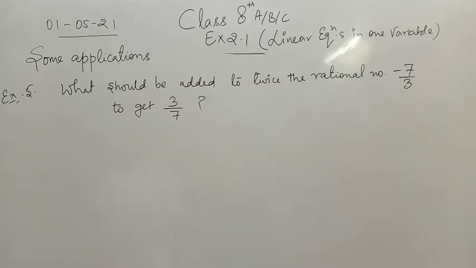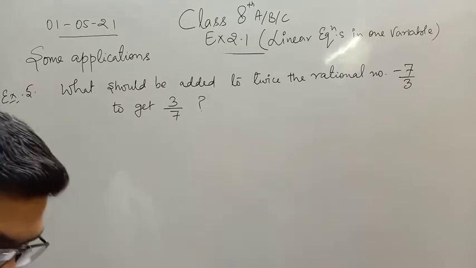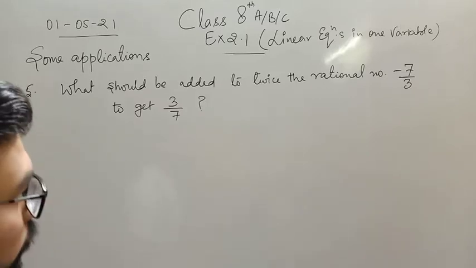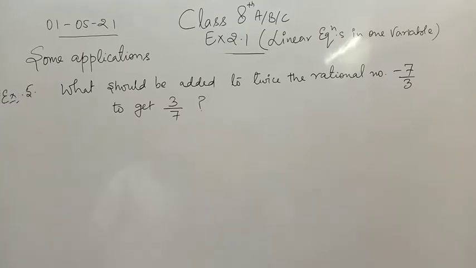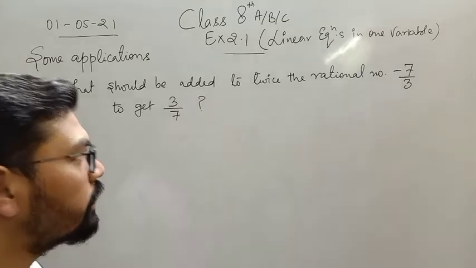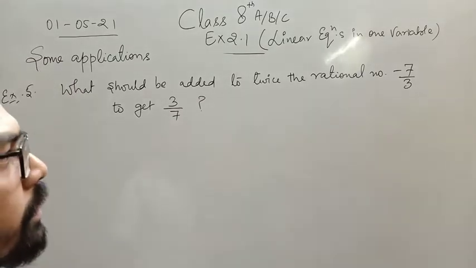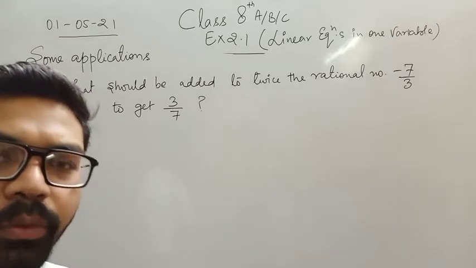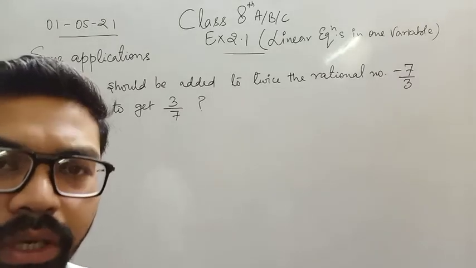Now beta, the next thing is some applications of linear equation one variable. These are the word problems, so it is very important for you to understand what this statement is saying. Now what should be added? The question is, what should be added to twice the rational number minus 7 by 3 to get 3 by 7? आप क्वेश्चन समझे कि what question is trying to ask you?